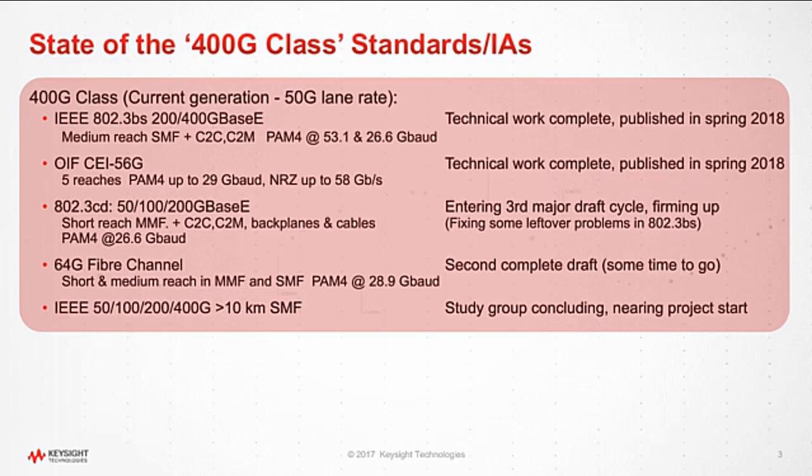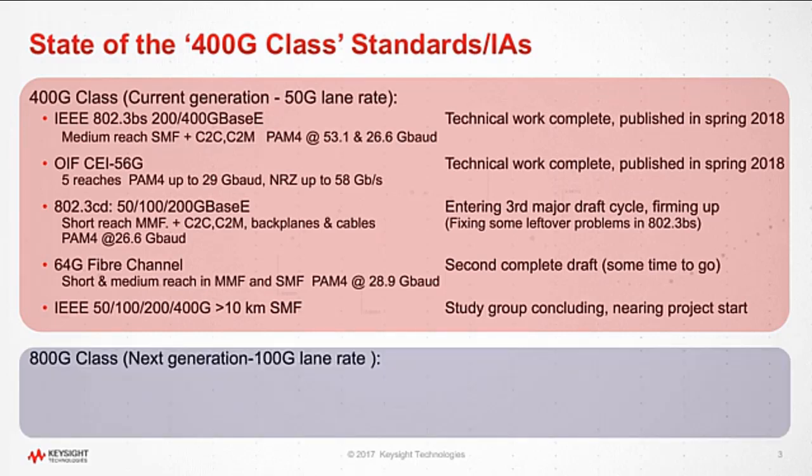And they're trying to get to the 40 kilometer. We had that in 100G and the slower rates, but so far it's not addressed at the higher rates. So there's a project that's just exiting the completion of the study group and is ready to do the project start. What's coming up next is going to be the 800G class, and these will be denoted with lane rates of 100 gigabits per second or slightly greater.